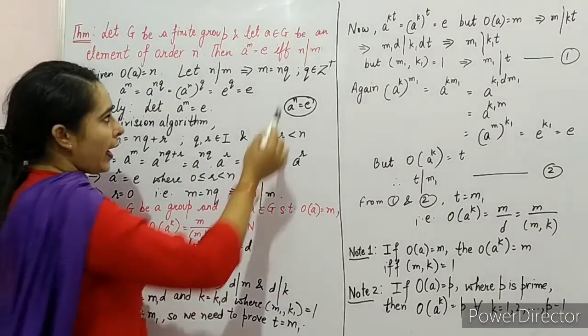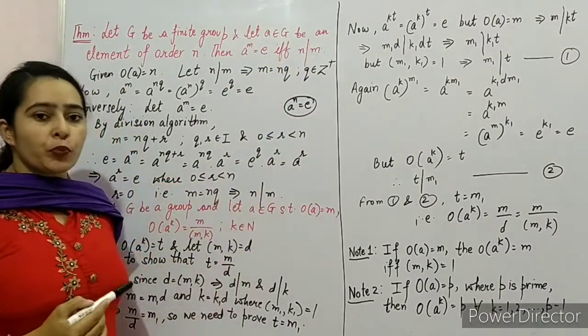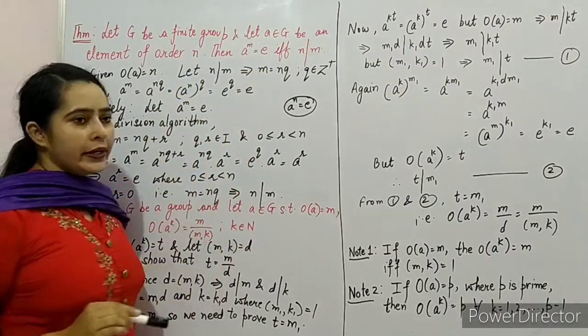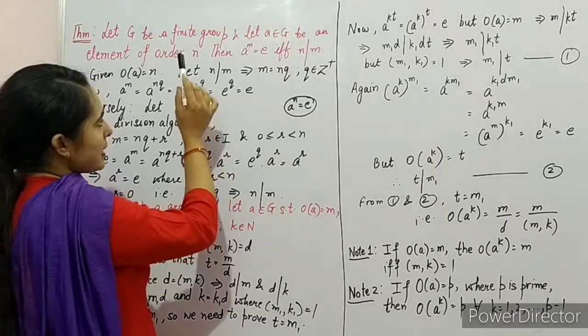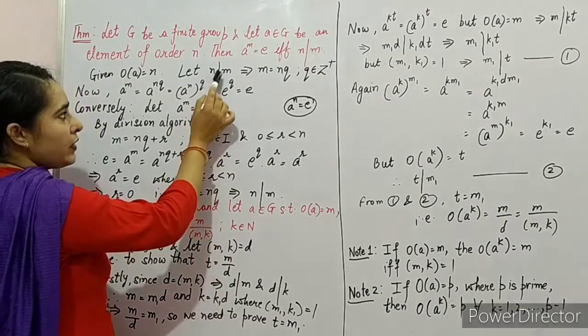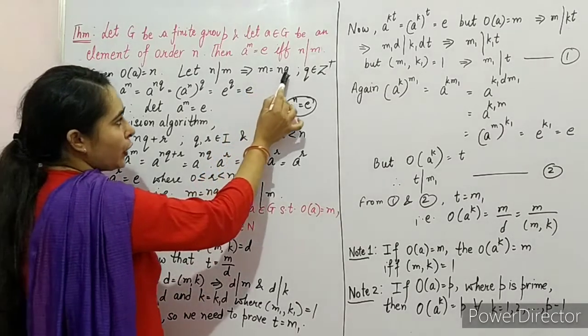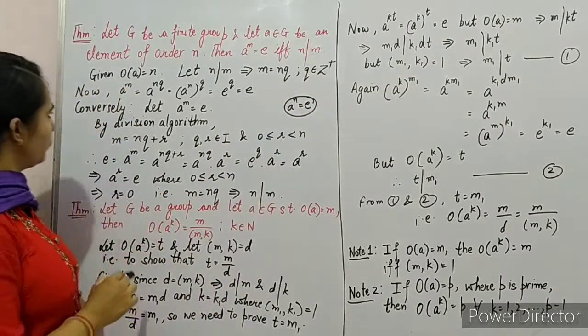Firstly, let's assume n divides m. What we have to prove is that A raised to the power m is equal to identity. Now let's start. Let n divide m. If n divides m, clearly m is a multiple of n. So m is equal to nq for some positive integer q.